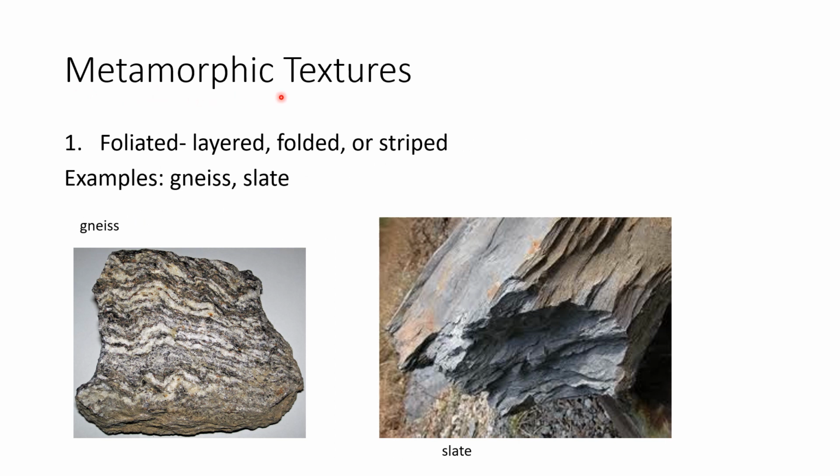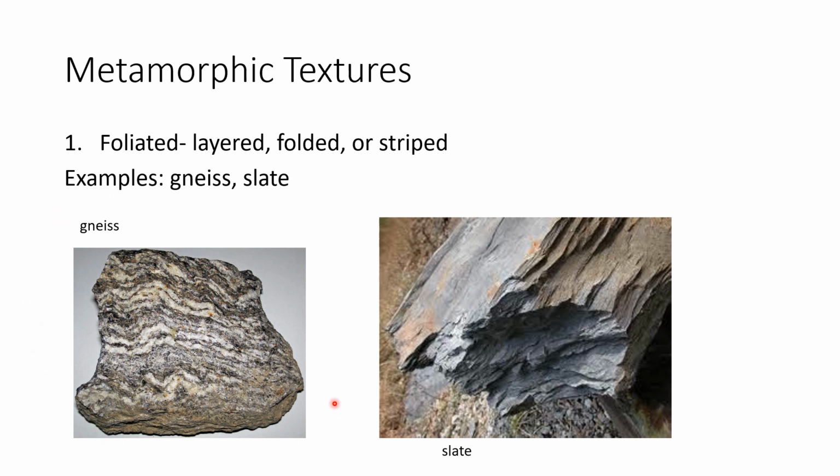There are two types of textures that we use to classify metamorphic rocks. The first is called foliated texture. Now, foliation refers to any layering or folding or striped kind of patterns that form in metamorphic rocks because of the pressure associated with the squishing of the rocks. So two examples we have here are gneiss. This is a picture of gneiss.